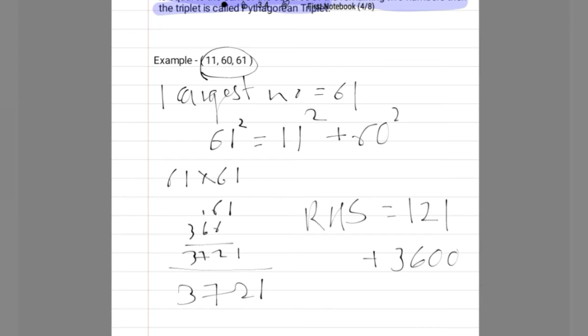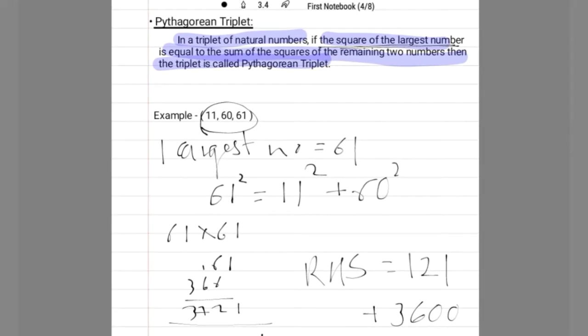So if we add this, we will get 3721. So here we get LHS is equal to RHS. So this is what they are saying: in a Pythagorean triplet, if we take the largest number's square, then we can equate it to the addition of the squares of the remaining two numbers. This is what they want to say in this Pythagorean triplet.